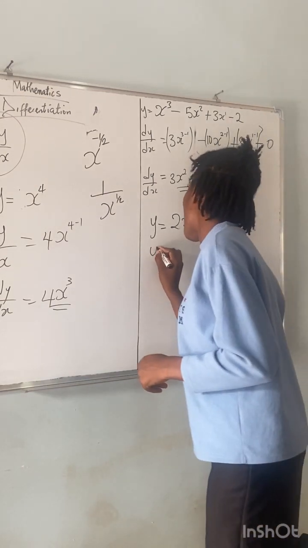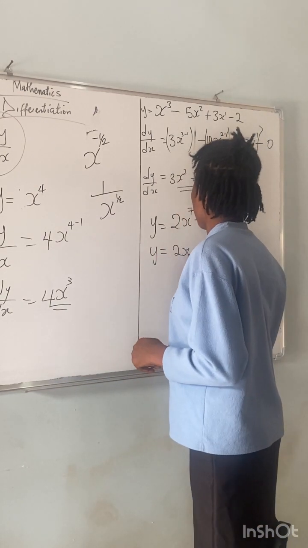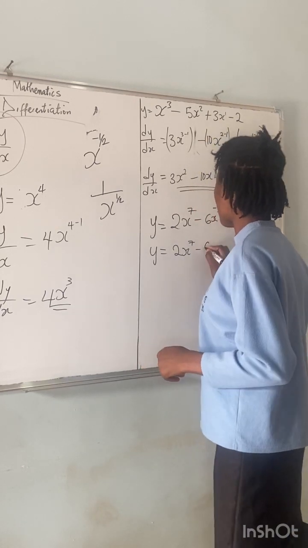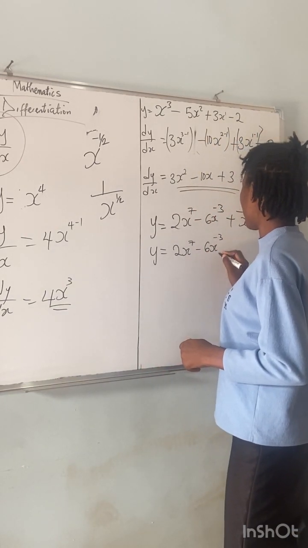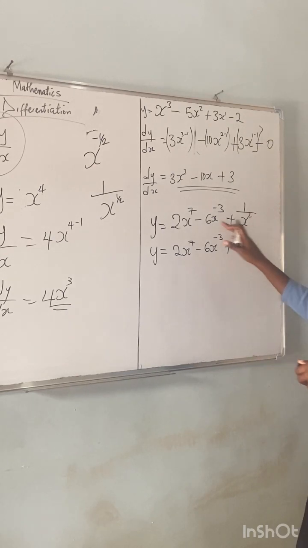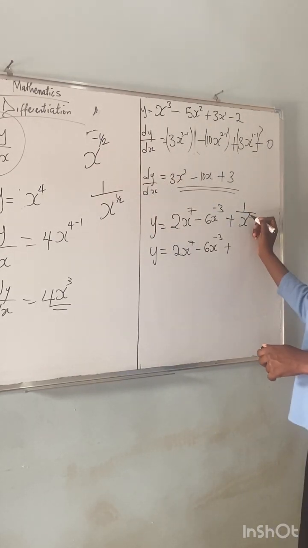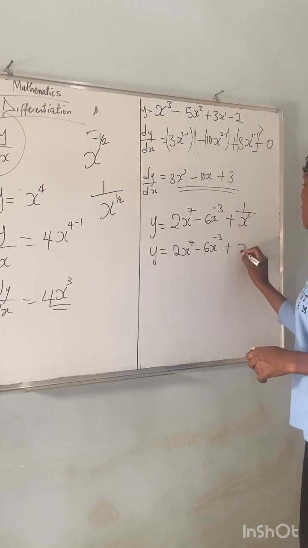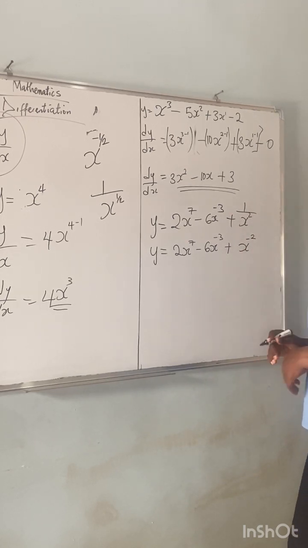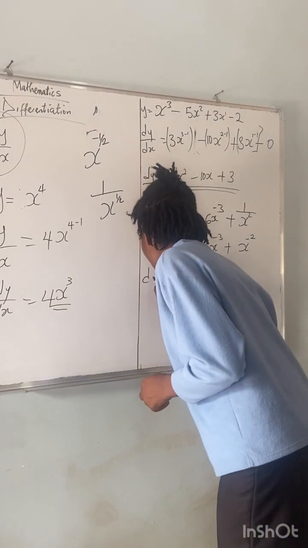So we'll be having that our y is equal to 2x raised to the power 7 minus 6x raised to the power minus 3, and then plus. Now let's use that power. I'll be converting this back to our negative power. Okay, so since it's 2, we'll be having x raised to the power minus 2. All right, now we can differentiate to get our dy dx.